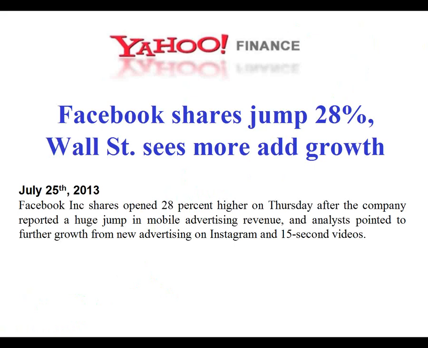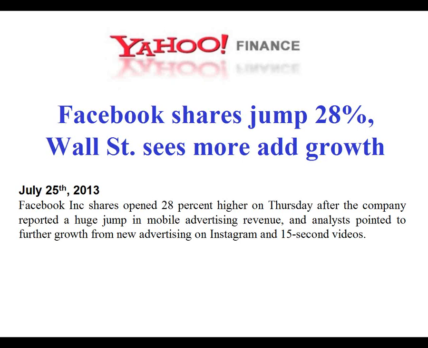How about something more current? Well, let's look at Facebook. This happened just about a month or so ago. They came out with an announcement. Facebook shares jumped 28%. Wall Street sees more ad growth. Okay, so the shares of Facebook opened 28% higher on Thursday after the company reported a huge jump in mobile advertising revenue. So this is great news.